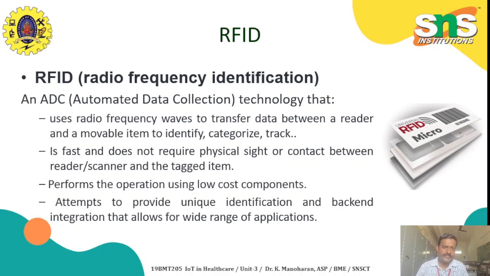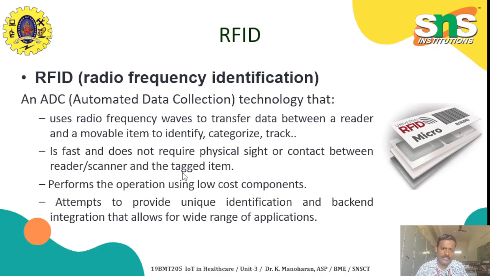In this we have ADC, automated data collection. The technology uses radio frequency waves to transfer data between a reader and a movable item, to identify, categorize, or track. For example, if you have n number of goods in your supermarket, which goods are which can be identified by these RFID tags. Similarly, in a library we have so many books, and each book will be identified with RFID tags. So for identifying, tracking, or categorizing, we can use these RFID tags.